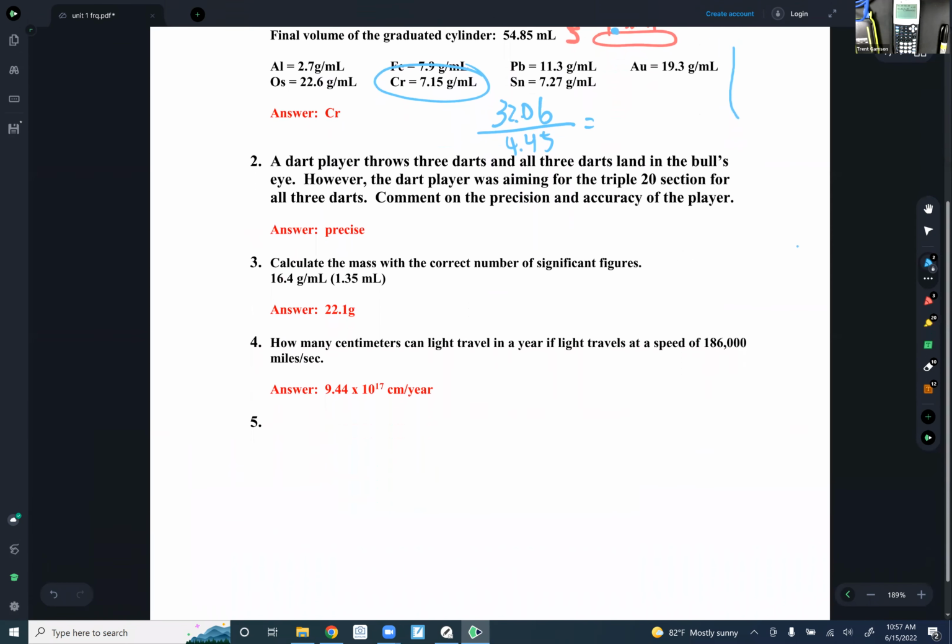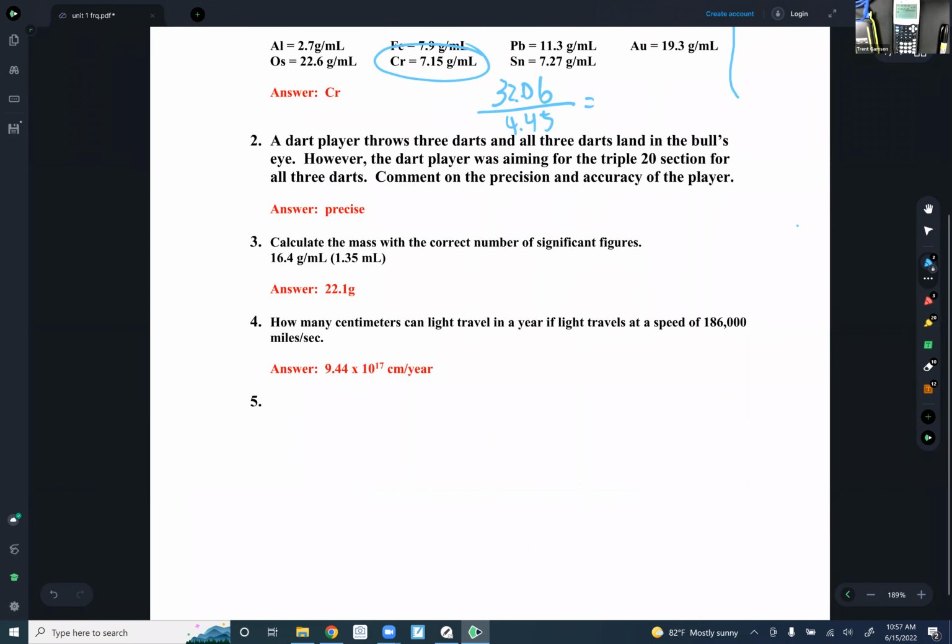All right, number 2. So darts are thrown at a board. 3 darts land in the bullseye. However, the player was aiming for the triple 20 section, and he hit the wrong place. So yeah, good luck. But the reality is you weren't very accurate. You were very precise, but you were inaccurate. You're not reliable because you didn't hit the place you were aiming for.